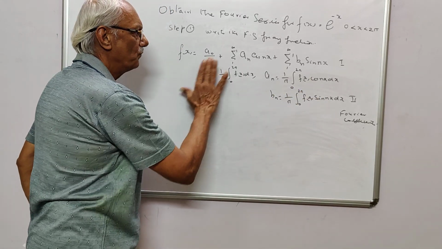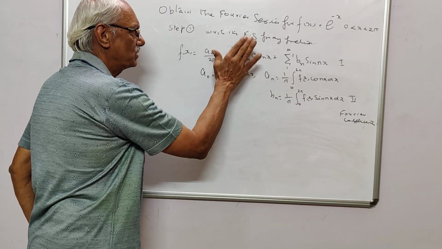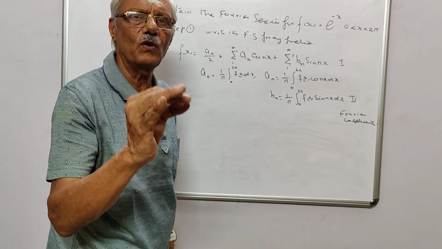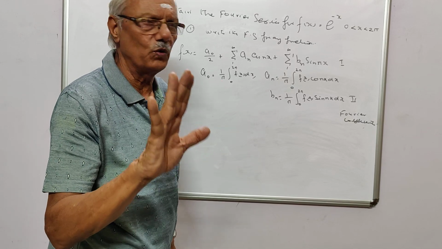Now find the values of all these, substitute here, and get the Fourier series for the function e to the power of minus x. So that's all we are going to do.